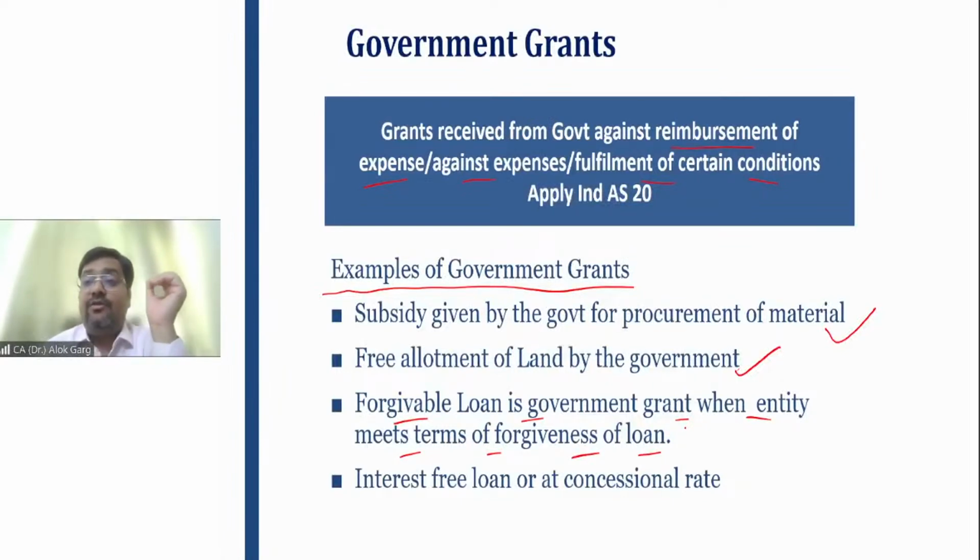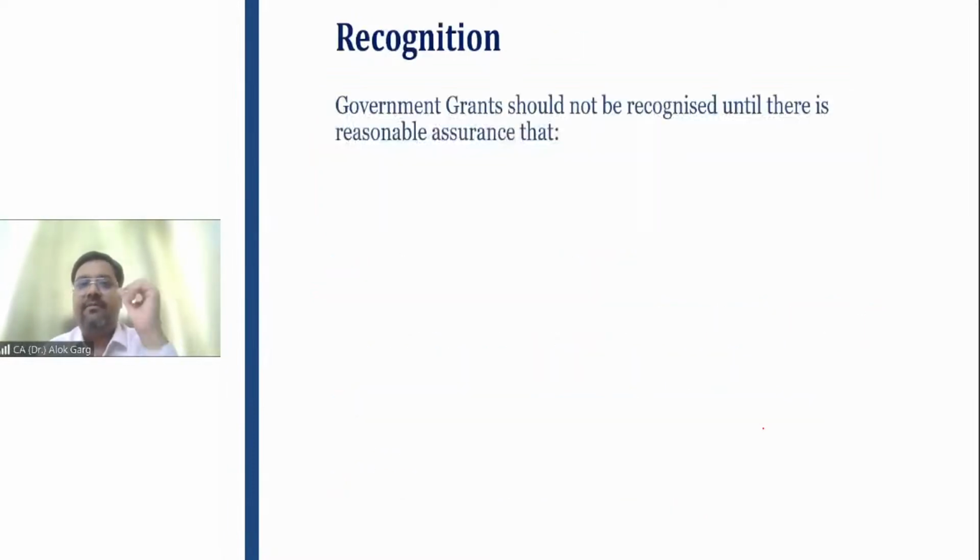The government has given a loan of rupees 1 crore to the entity and has told that if in the next 5 years you are able to generate employment opportunity to the extent of 1,000 people, we will not demand this loan back, right? But if you are not able to do that, of course, you have to refund this loan to us after 5 years. Interest-free loan or at a concessional rate. The government has given an interest-free loan, so the interest element will be a government grant, right? So these are the examples of government grants.